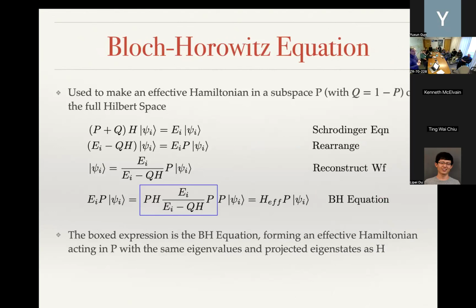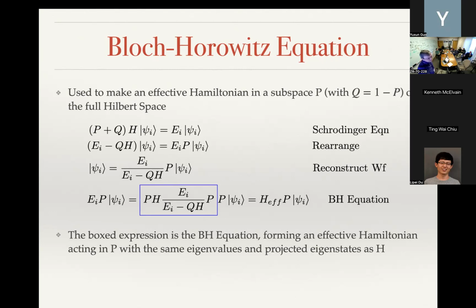Okay, so the Bloch-Horowitz equation is effective theory in quantum mechanics. The thing you're trying to do is to make a Hamiltonian that lives in a subspace of your full Hilbert space, has the same eigenvalues, and the eigenstates are projections of the original eigenstates. This first line is P plus Q is 1. P is the subspace, Q is the complement. So I'm just inserting 1 there. That's traditional in quantum mechanics, or QFT as well.